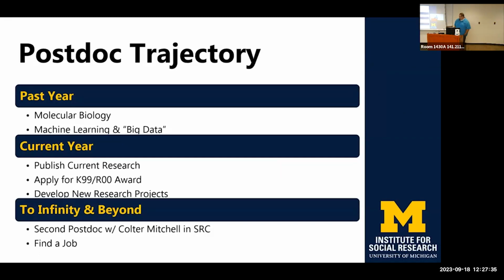So going forward, my plan is that if I don't receive the Kangaroo Award, I've lined up a backup: Coulter Mitchell has graciously offered to support me for a second postdoc, a third year here. And hopefully someday down the road, I will find a job. So, thank you very much.